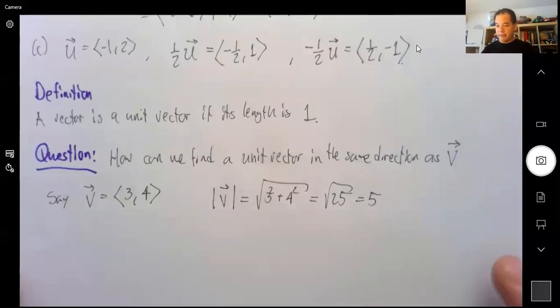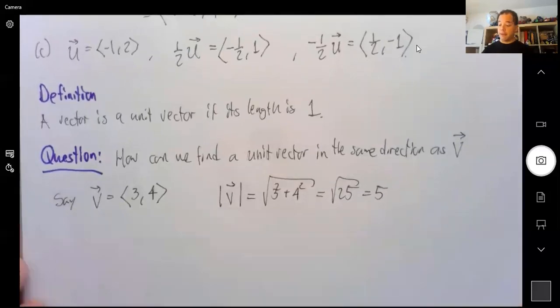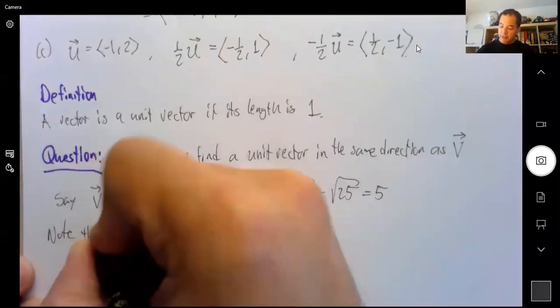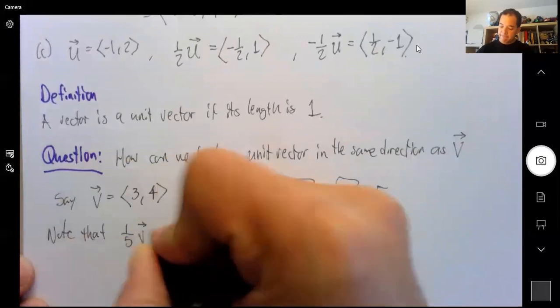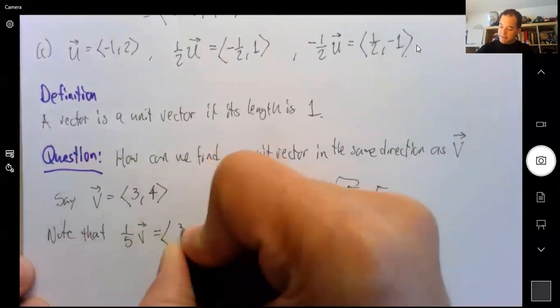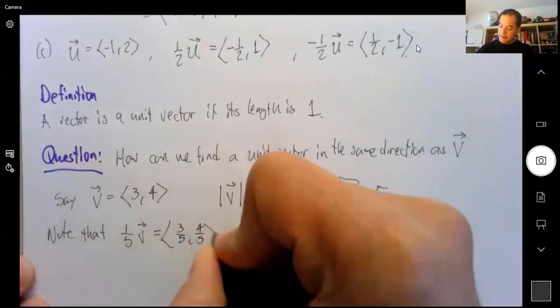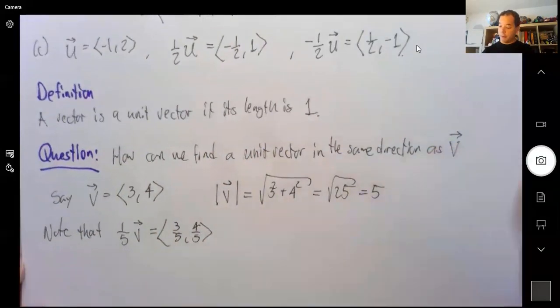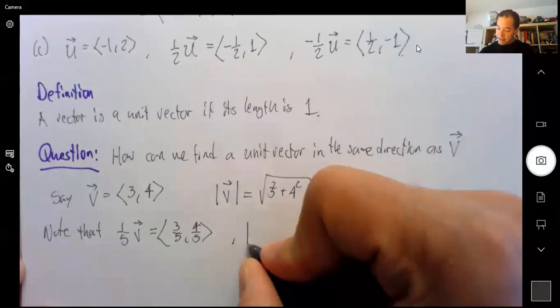Yeah, Ashley, you're right. 1/5, right? Let's multiply by 1/5. So if we multiply by 1/5, now we get 3/5, 4/5. And let's just do it to verify it. I mean, I already know it's gonna work, but let's do it. What would be the length of that?